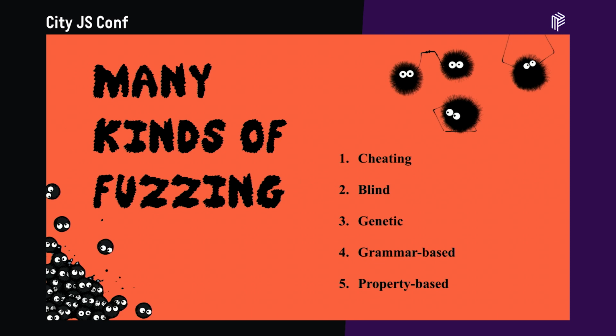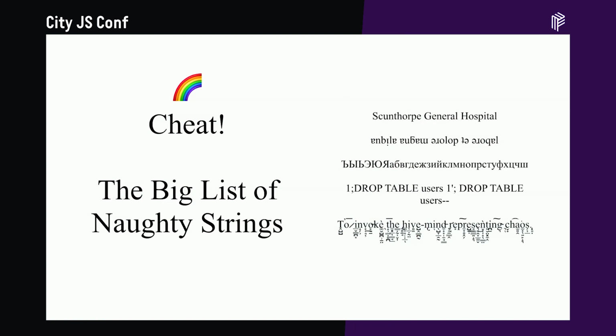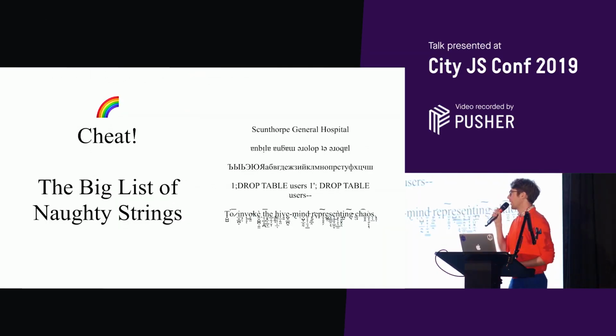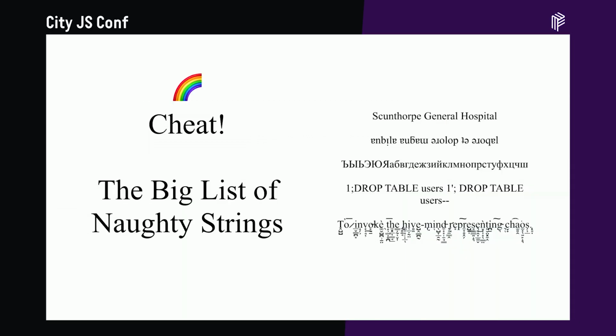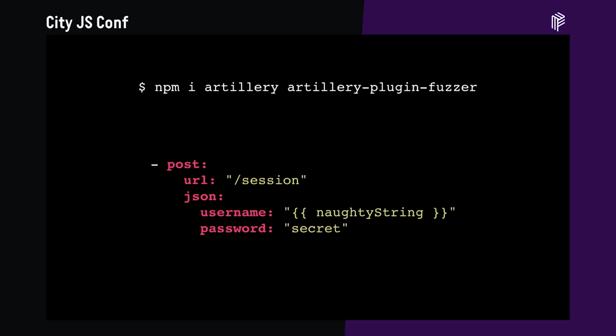The first thing you can do is cheat. You can get this thing called the big list of naughty strings from GitHub. Now, instead of writing a test to check that, say, your API processes a user called John, you can now fire hundreds of usernames, some of them containing naughty stuff like instructions to drop table, and see if your API can cope with this. There's a really easy way to do this.